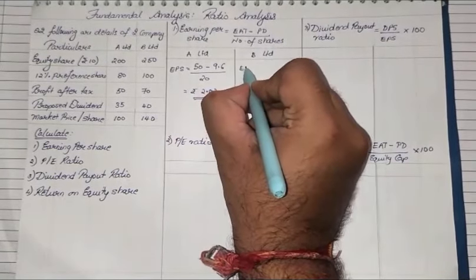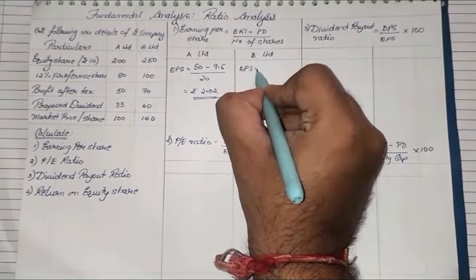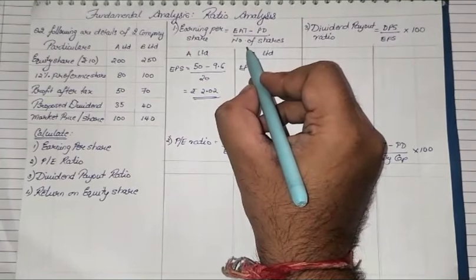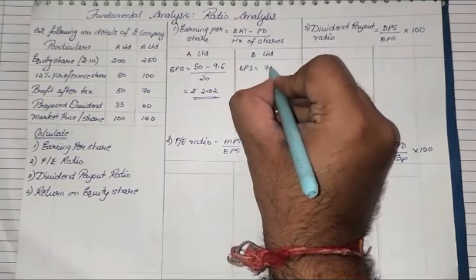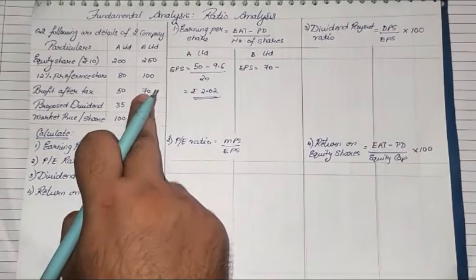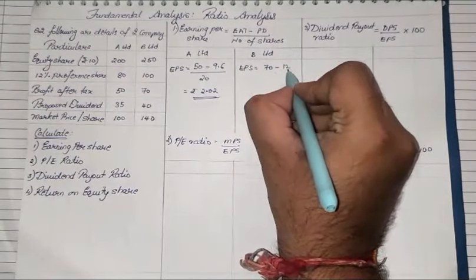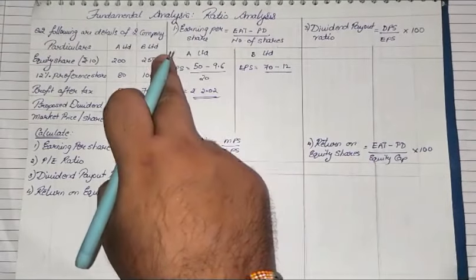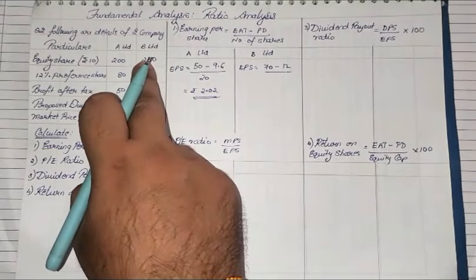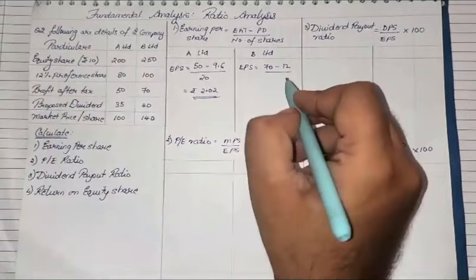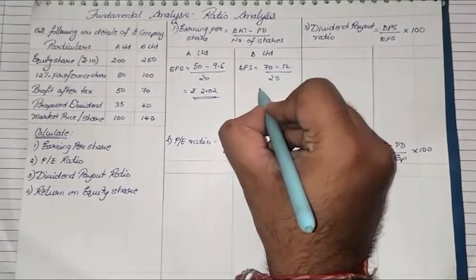Similarly for B Limited, EPS is equal to earning after tax, that is 70, minus preference dividend. So that will be 100 into 12%, which comes to 12, upon the face value of the equity share, or number of equity shares. So it will be the value divided by the face value. So it comes to 25.